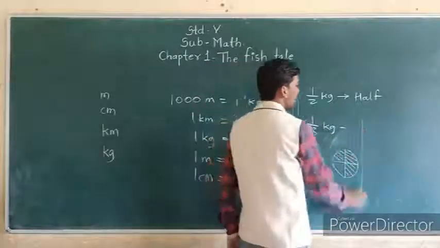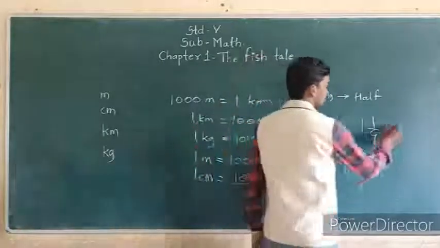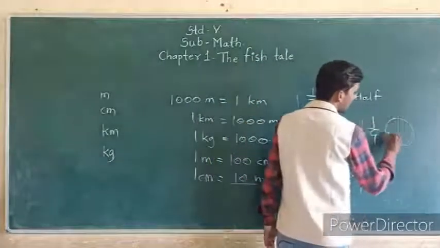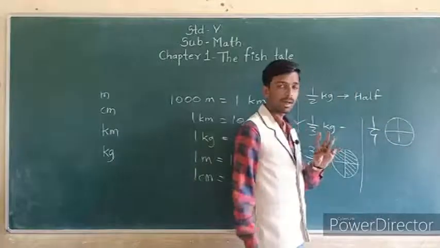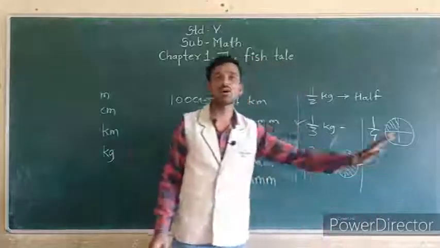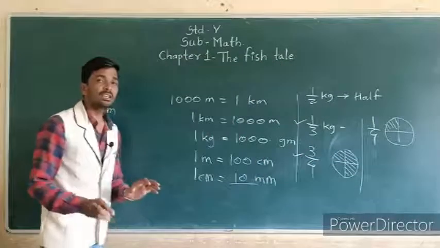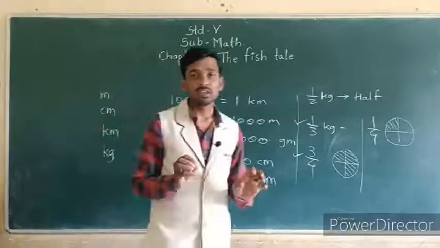And the last one, 1 upon 4. That is simple. 1 upon 4 means there is one circle. This circle you can divide in 4 equal parts. And in that you can take 1. That is called 1 upon 4. All this we have to solve in this chapter.